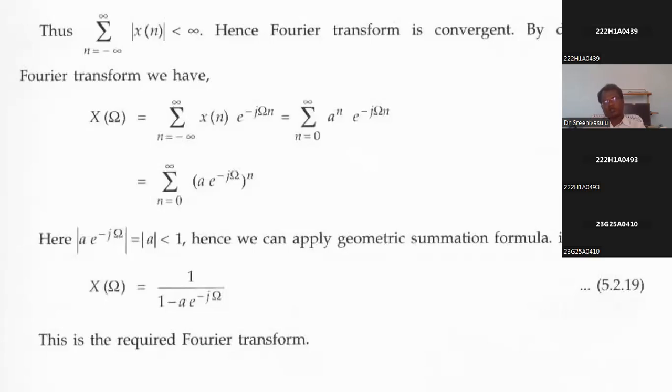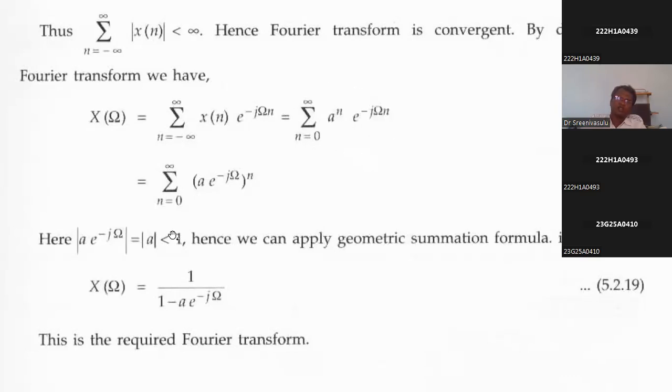So what is the meaning of u of n equal to 1 for n greater than or equal to 0? N takes the values from 0 to infinity. Within these limits, this u of n is equal to 1. So n equal to 0 to infinity, a power n, e power minus j omega n. So it is your formula.